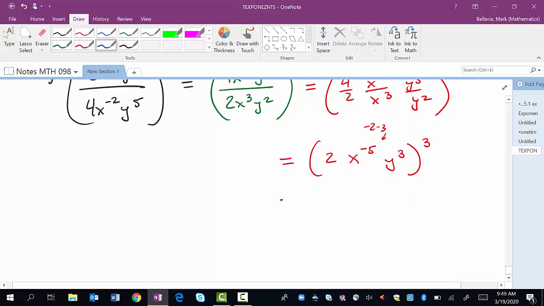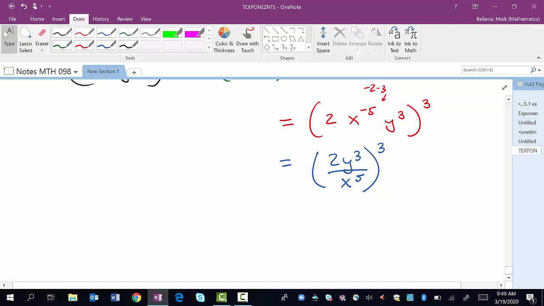We can simplify the inside of this now. Remember I mentioned it earlier. If you have a negative exponent on anything inside of here, it's going to move it down to the bottom. So everything's considered to be in the numerator right now. The negative exponent will tell you to move it down to the denominator. So this is really like 2y to the third, those staying in the numerator because they have positive exponents. X to the negative 5 moves to the denominator as x to the positive 5. The whole thing raised to the third power.